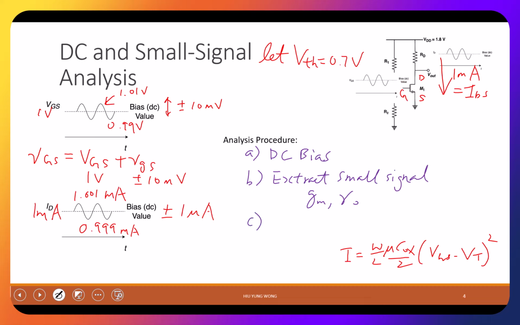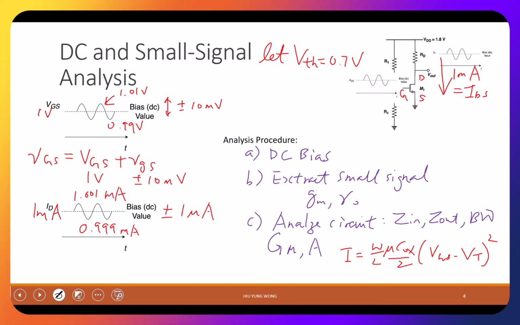And then you analyze the whole circuit, right? You just analyze the circuit. What do you want to get in this circuit? For example, input impedance, output impedance, bandwidth, etc. Or GM, your capital GM, right? Or the gain of the circuit.